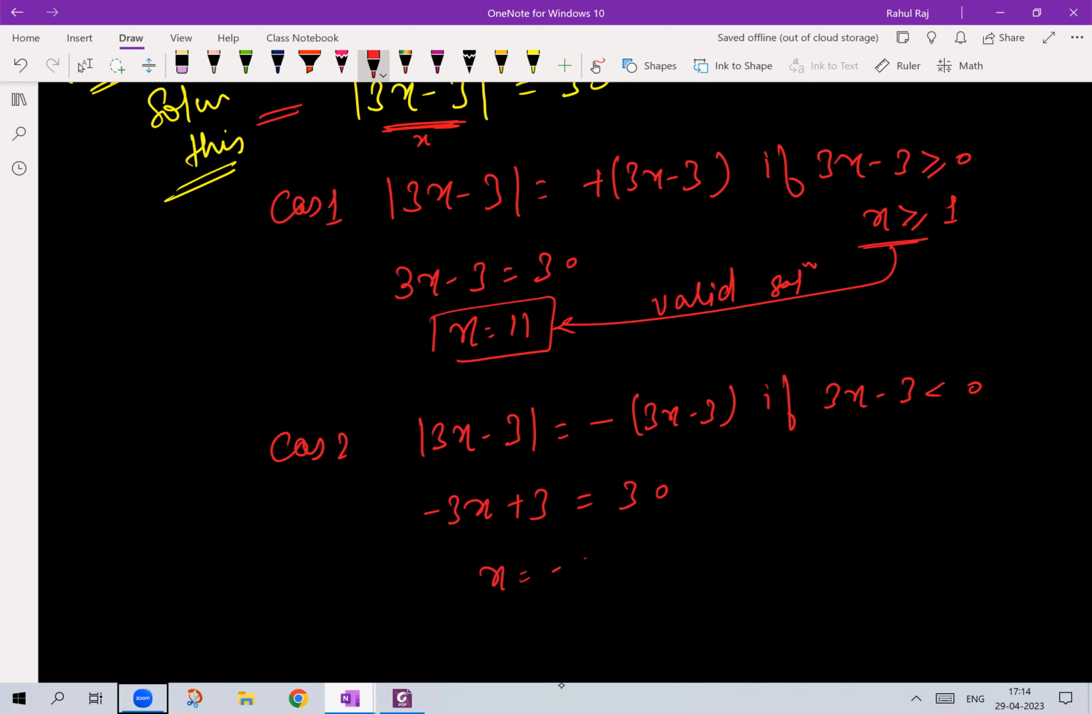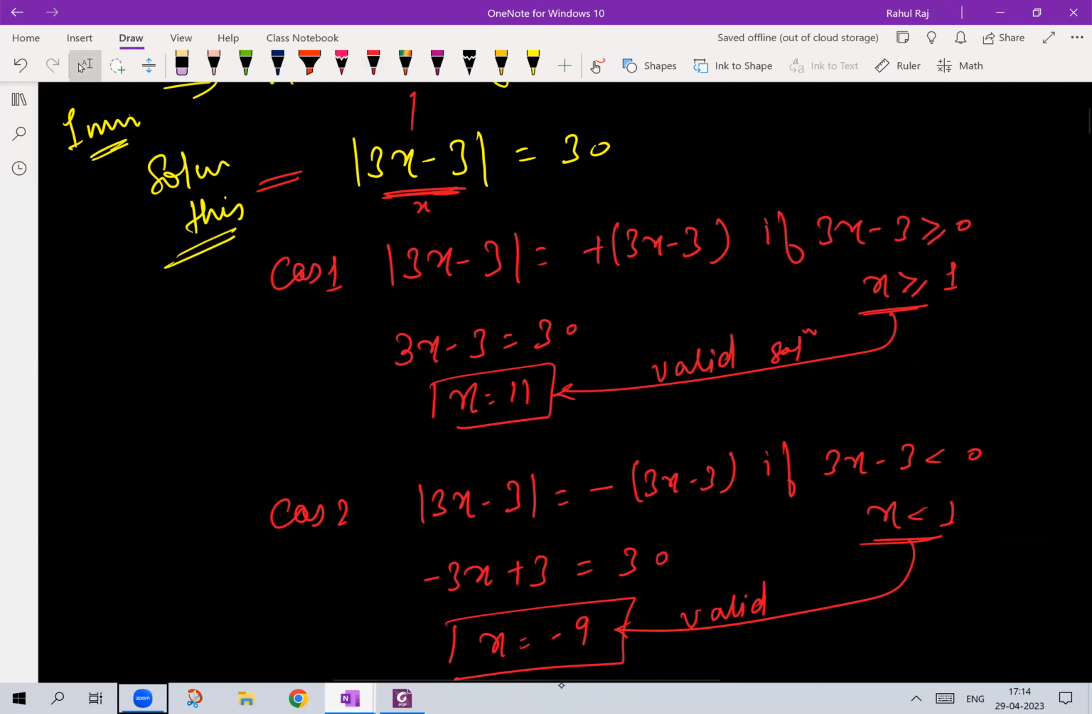And you will get x is equal to negative 9 over here. Here it is x less than 1. So for x less than 1, x is equal to -9 is a valid solution. If you write it in this way, you don't have to worry about validity because you'll be able to match it from here. But it is not possible that in the exam you will write all these things.